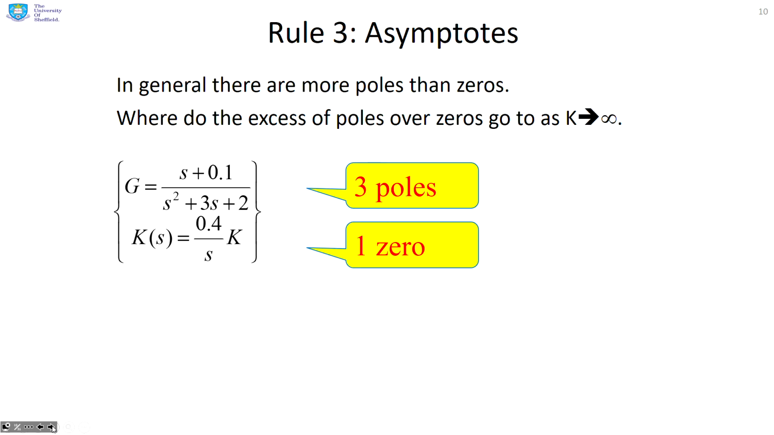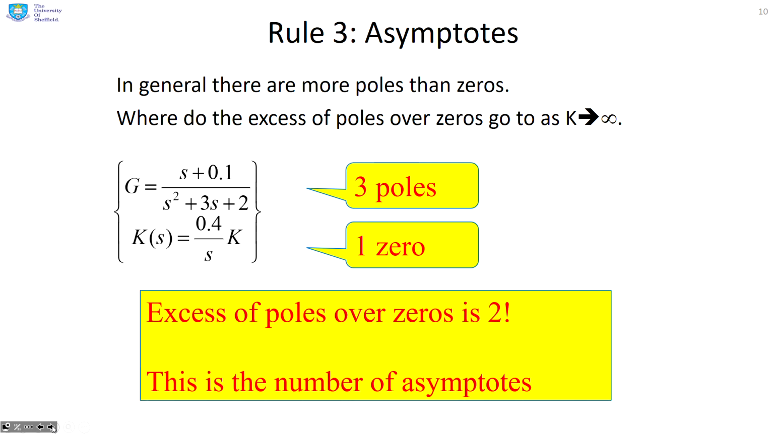Rule 3, asymptotes. In general, there are more poles than zeros. So where do the excess of poles over zeros go as k tends to infinity? And for this example, you can see there are clearly 3 poles and 1 zero. So the excess of poles over zeros is 2, and that means we're going to have 2 asymptotes.